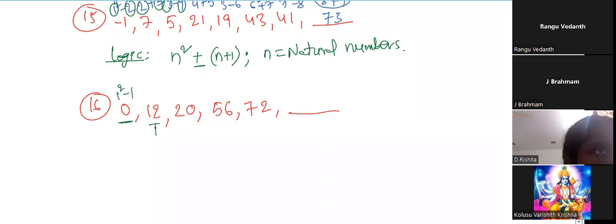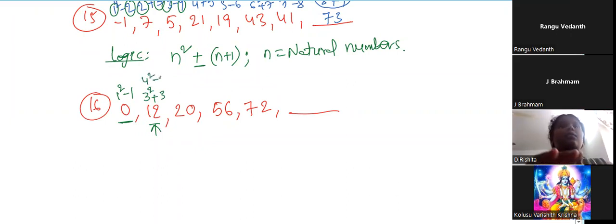And what about 12? What is the nearest square number? Sir, 16. Sir, 9, 3 square, 9. Maybe 9 or maybe 16 also. If it is 9, it is 3 square plus 3. If it is 16, it is 4 square minus 4. Anyone may be satisfied. We'll see, we'll move further.